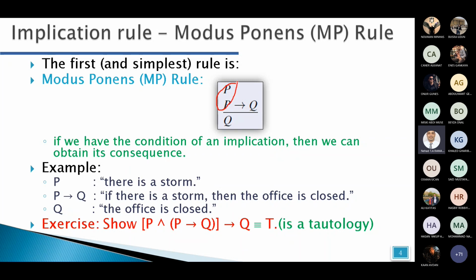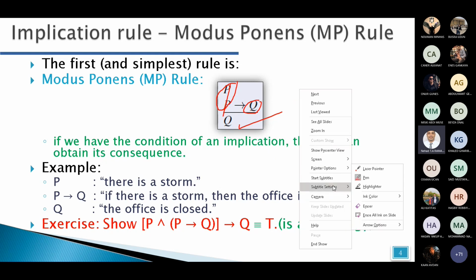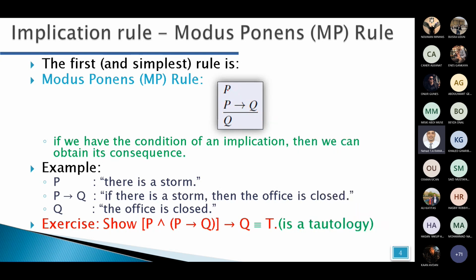Okay, we have P here. So from P we can get Q. So the result is Q. So if we have a statement like this, we can get as a conclusion Q. This is the meaning. If we have P and we have P implies Q, as a conclusion, we can get Q.